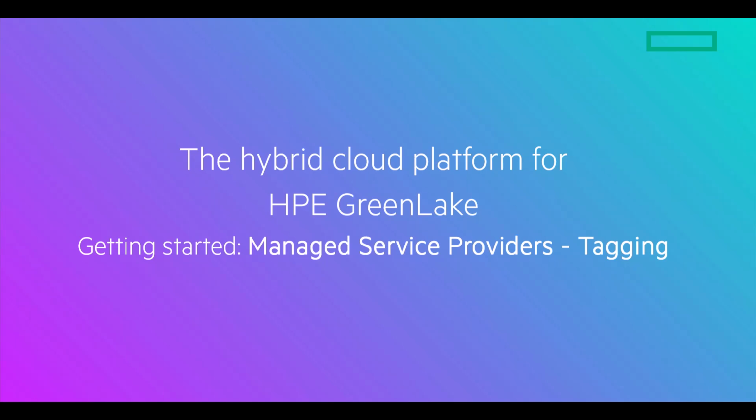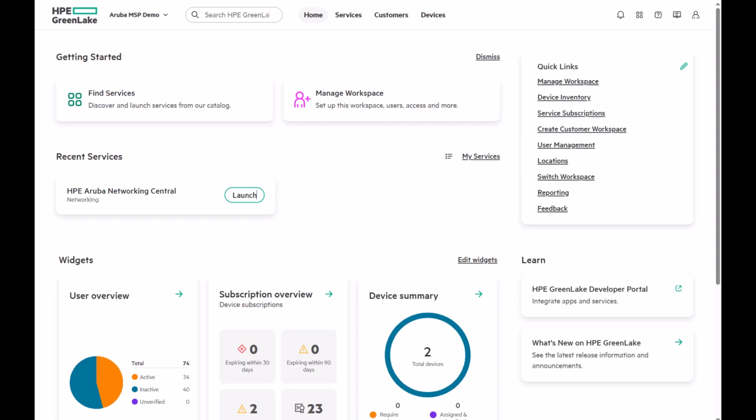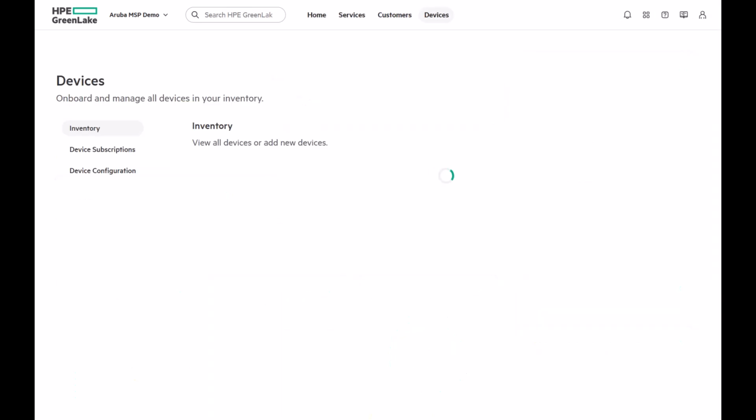In this session, we'll explore tagging, a simple yet powerful feature that helps you organize and manage resources more effectively. As an MSP, managing resources across multiple customers, locations, devices, and service subscriptions can get complex. With tagging, you can group and categorize resources by customer, project, compliance, or location, making it easier to manage, monitor, and report. Let's start with devices.